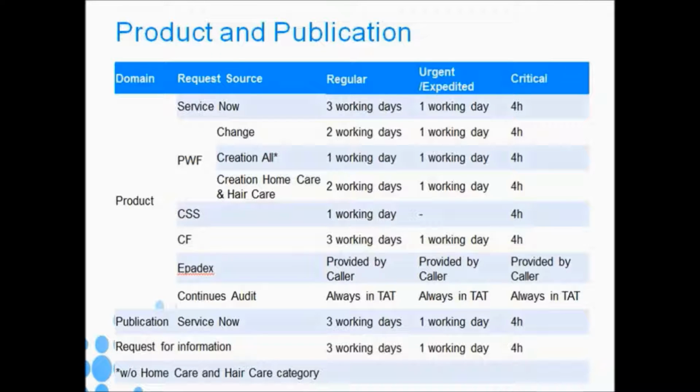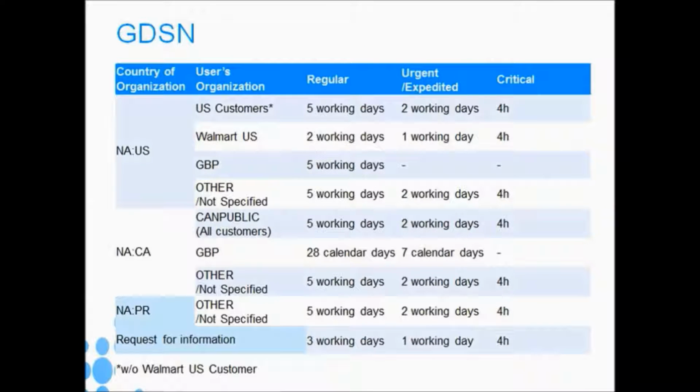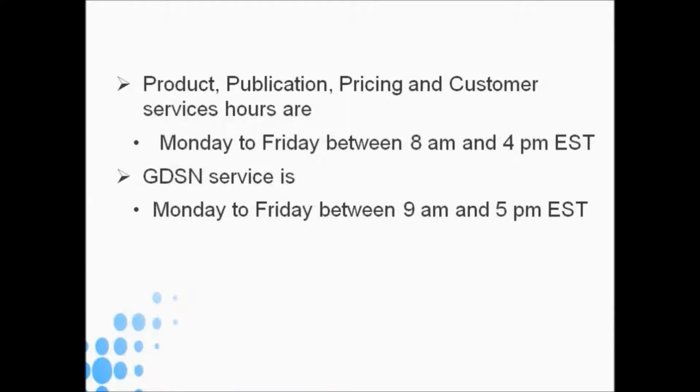Product and publication. The same for pricing and customer services. And GDSN service SLA is based on priority and specific agreements for each customer. SLA is calculated based on the operational hours contracted for any market. There are no changes to the current process.